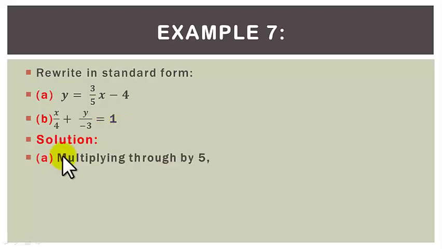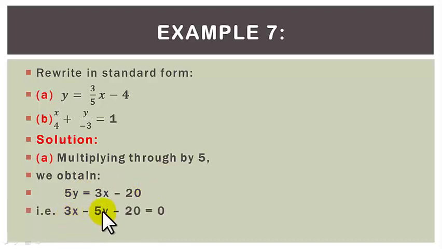A. Let us multiply the equation through by 5 to obtain 5y equals 3x minus 20. We can then bring everything to one side. Taking 5y to the right, that will give us 3x minus 5y minus 20 equal to 0. So this is the required standard form of the equation of a straight line. In this form, our a is 3, b is minus 5, and c is minus 20.